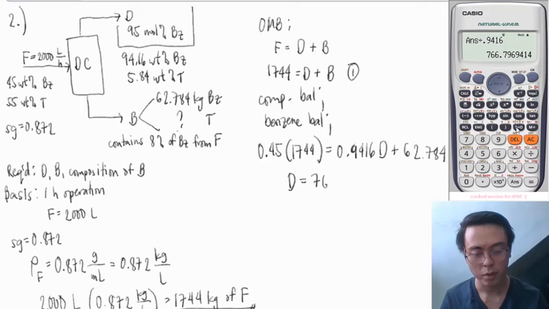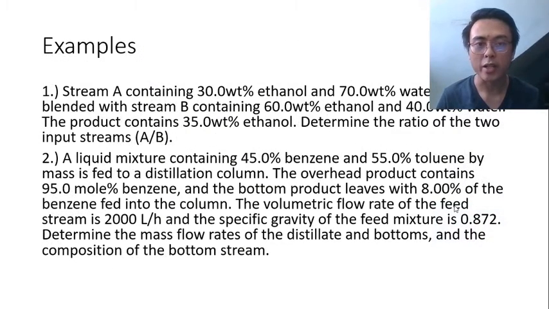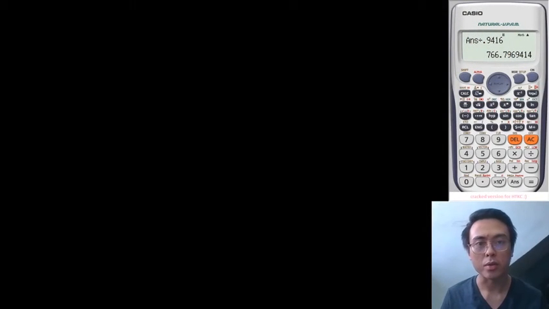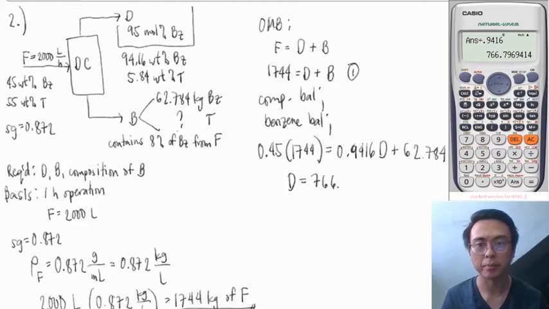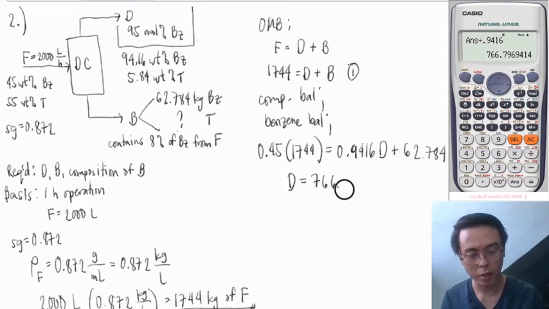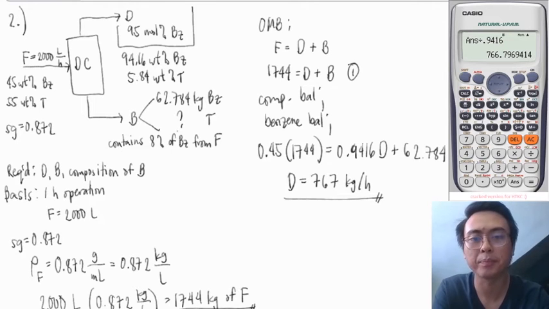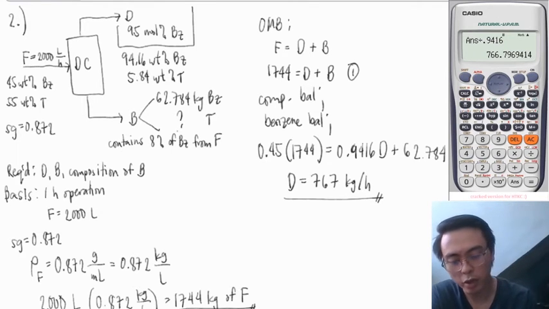Your D is 766.8. Oh wait, how many significant figures should we have? So let's go back to the problem. Count how many significant figures should we have? We have three, three, three, three. We will count this as four. This is okay. So we will be using three significant figures. So it should only be 767. The distillate is 767 kilograms per hour because our basis is 1 hour. Okay, so we are done with D.